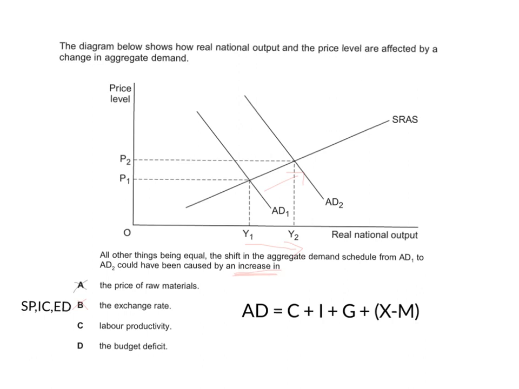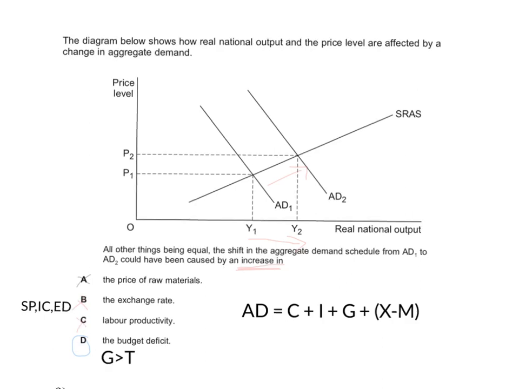When we look at C, labour productivity, again that relates to aggregate supply because it's to do with increasing the factors of production but also the cost of production, so it cannot be C. So that leaves D. Now we have to just test it and make sure it is correct. We can't just do trial and error and see, because D is the only one left, it has to be D. Let's just make sure.